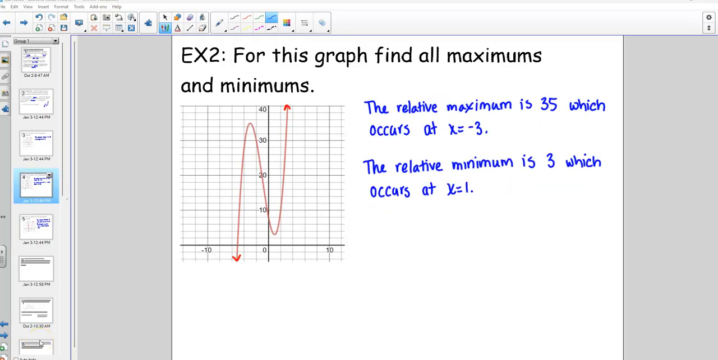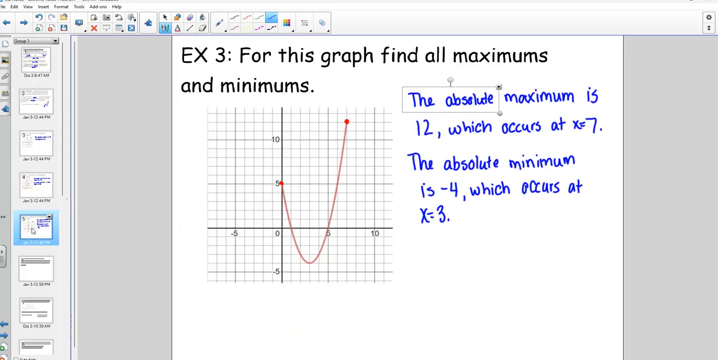It's more often they just ask you for the x coordinates of relative minimums, but if they did want the y coordinates, the relative maximum is, I think, 35 here, which occurs at x equals -3. And your relative minimum would be right here. It is 3, which occurs at x equals 1. Okay, there are no absolutes on that because you have arrows on the ends of your graph.